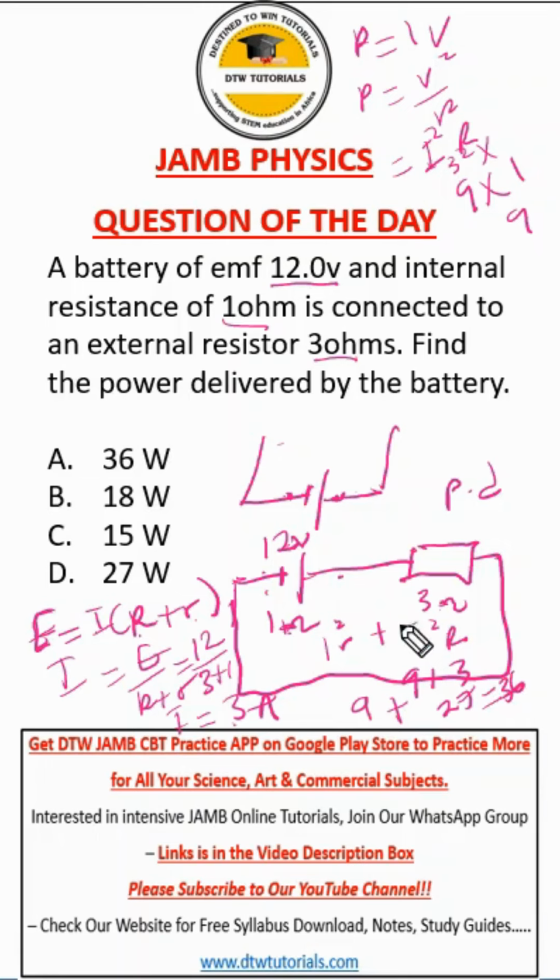So be careful. Most people will just say power delivered by battery, look for the current and calculate only the external part, forgetting that it also delivers power to the cell. As I said, current is delivered to the cell, that's the source, and also to the external circuit, which is this resistor here. So you have to add them up. This will be the total power delivered by the battery, which is 36 watts. And our right option here is option A.